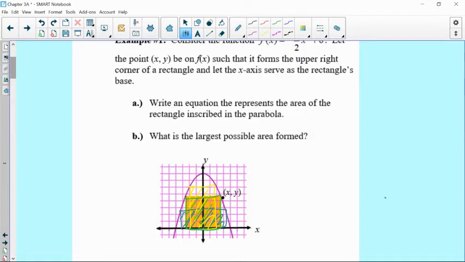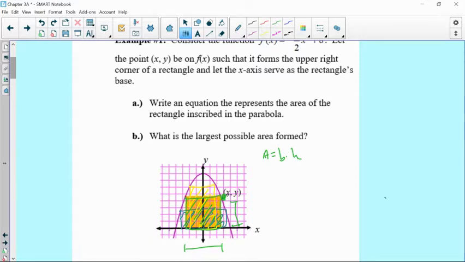So the question is, how can I efficiently find the rectangle with the most area without always having to calculate how much is this area, how much is this area? So what we're going to do is think about this rectangle: the area is base times height. So I can come up with a formula that says the area of that rectangle is base times the height.